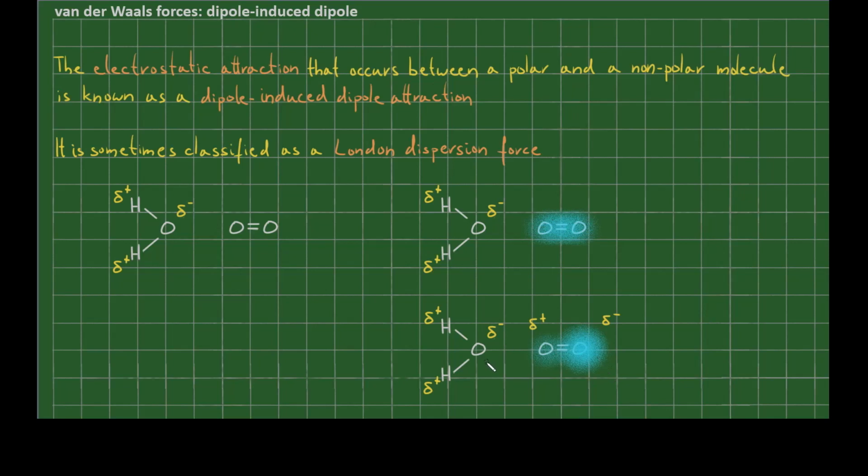Now that we have partial charges, we can have an electrostatic interaction. And so, the partially negative oxygen of the water molecule will be attracted to the partially positive oxygen of the oxygen molecule. At the same time, if I was to bring in another water molecule, the partially negative oxygen of the oxygen molecule would be attracted to the partially positive hydrogen of the water molecule. In summary, a polar molecule can induce a dipole in a non-polar molecule. And once that happens, there is room for an electrostatic attraction.